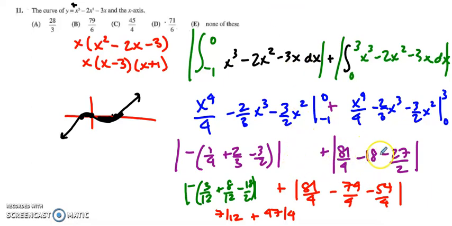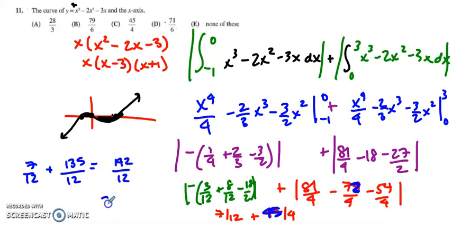When I had 18 times 4 over here, I should have had 72 over 4. So 81 minus 72 is 9, minus 54 is -45 over 4, but with the absolute value, it's positive 45 over 4. So when I rewrite this in terms of twelfths, I get 7/12 plus 135/12, which is 142 over 12, which is 71 over 6, which is, in fact, our answer, D.